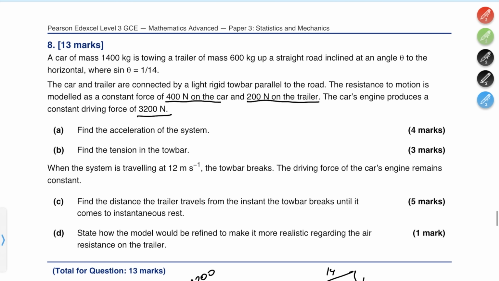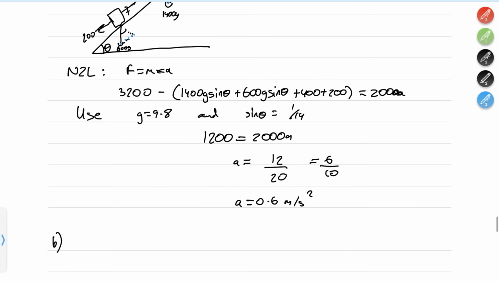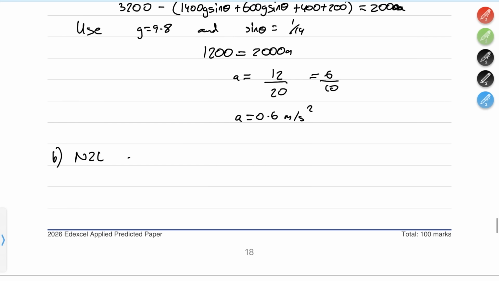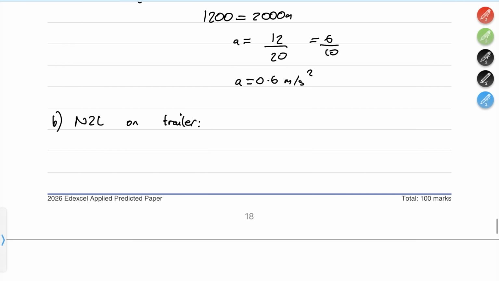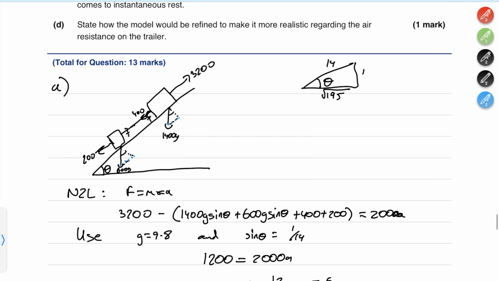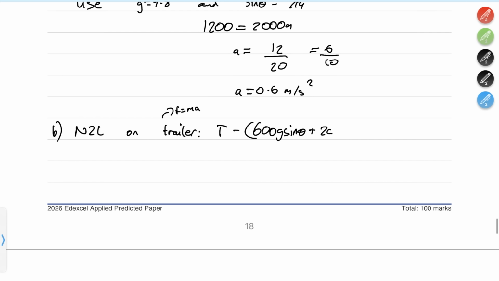Part B is now asking us to find the tension in the tow bar. So what we can do is we can just isolate the trailer. So we're going to use Newton's second law on the trailer. So we know that we've got tension, you can think about it as your driving force. So we can do T minus, so we're using F equals MA here. So T minus, now what is opposing it? 600G sine theta and the resistive force of 200. And we know the mass is 600, so equals 600A.